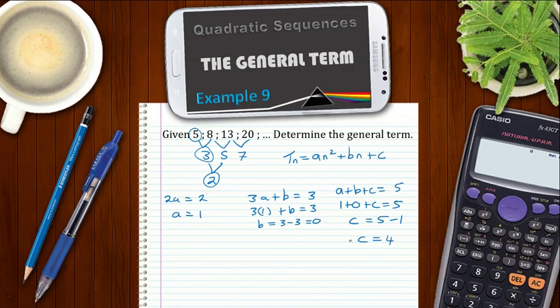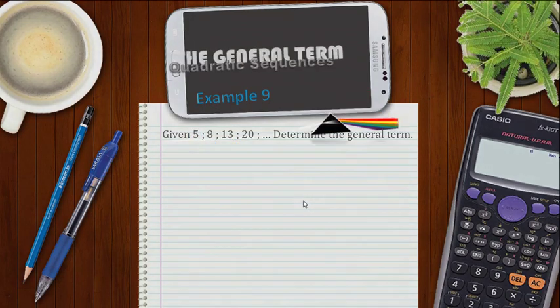All right, now that we have a, b, and c's values, we can just substitute them into this equation. So we have Tn is equal to, so a is 1, so I can just write basically n squared, because I don't have to write 1 n squared. Since b is 0, we don't have to include that term, because we don't write 0 in. It just falls away because 0 times anything is 0. And then plus c, c's value is 4, so that's going to be plus 4. Okay, and that's it.